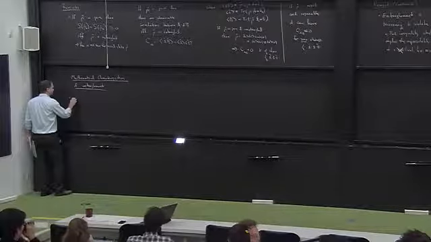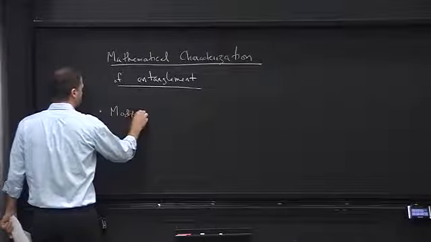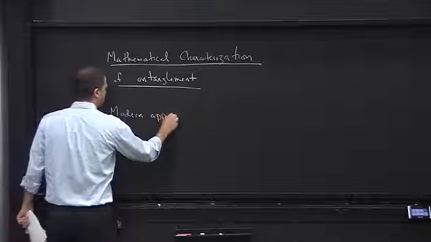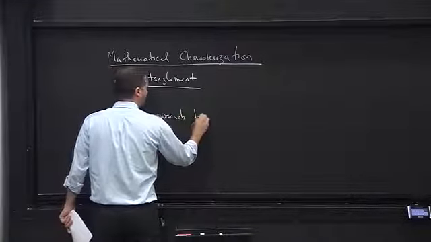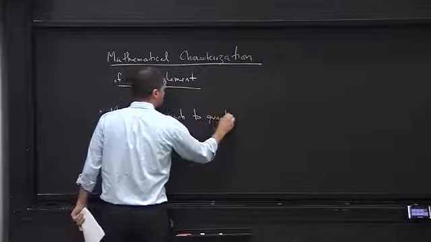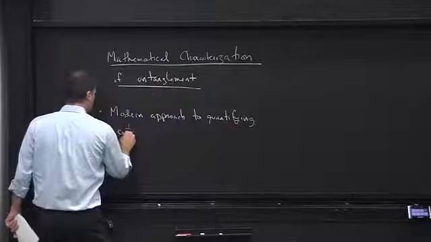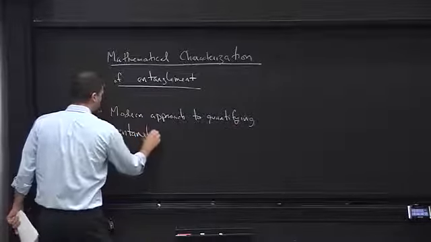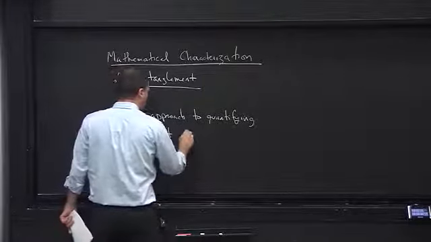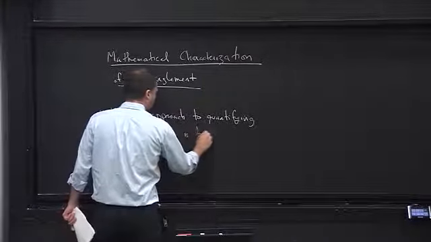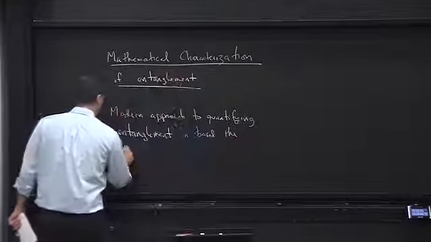so basically, the kind of modern approach to quantifying entanglement is based on the perspective of resource theories.